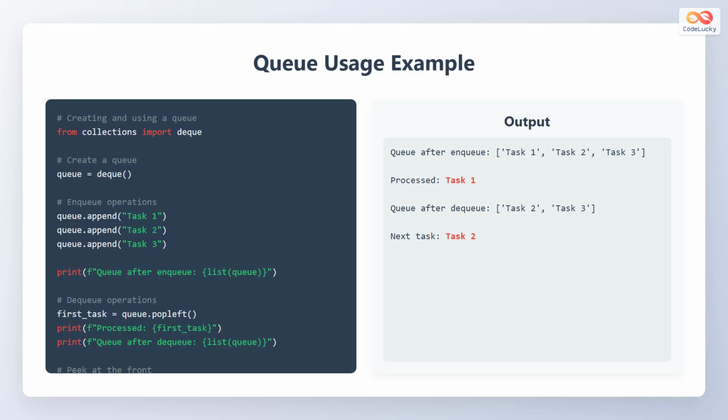Here is an example of how to use a queue in Python. First, import the deque class from the collections module. Create a queue using deque. Enqueue tasks by using the append method, such as task 1, task 2, and task 3. After enqueuing, the queue contains task 1, task 2, and task 3. Dequeue tasks by using the popleft method. After dequeuing the first task, the queue contains task 2 and task 3. We can peek at the front by accessing the first element of the queue, which is task 2.